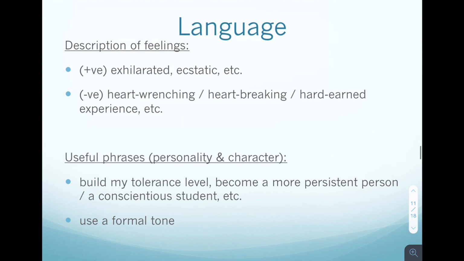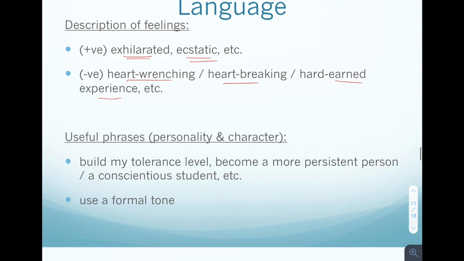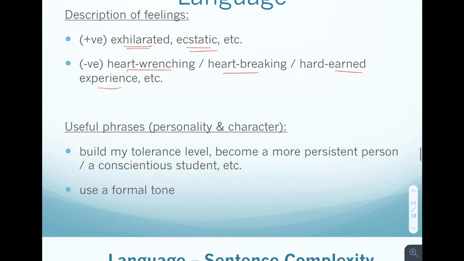So about the language, for example, you can use more advanced words like exhilarated and ecstatic instead of just excited and happy, right? And heart-wrenching, heartbreaking, and heart-earned experience. Try to use vocabulary items like these words, right? And you can also use useful phrases about personality and character. For example, build my tolerance level, become a more persistent person, or a conscientious student.